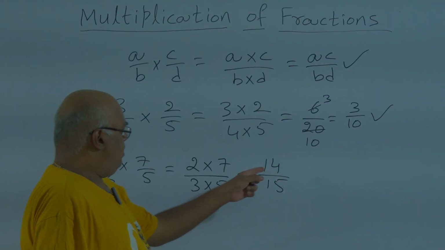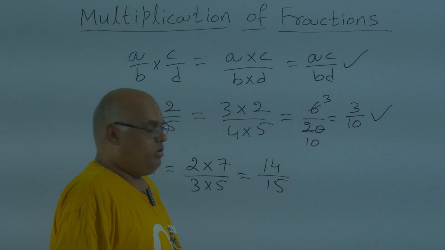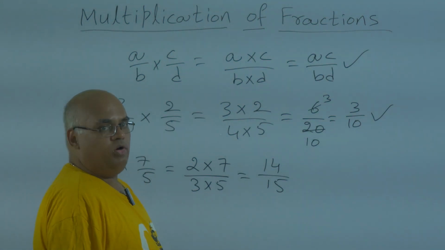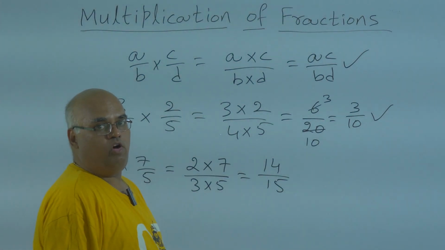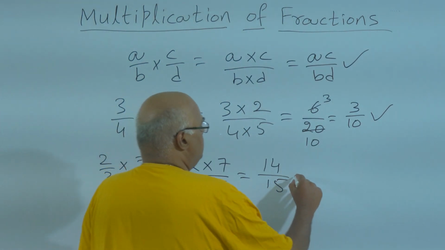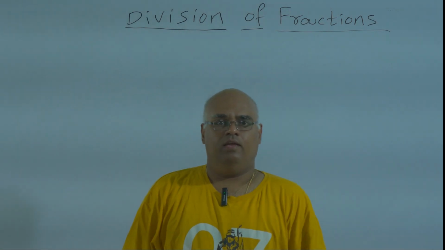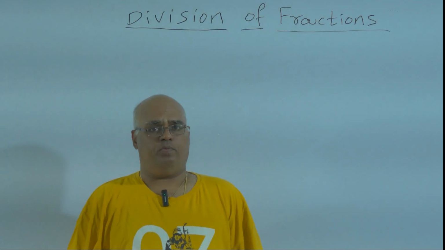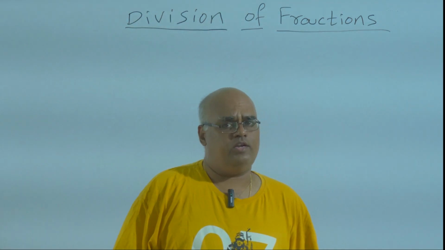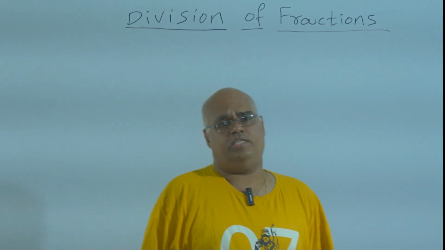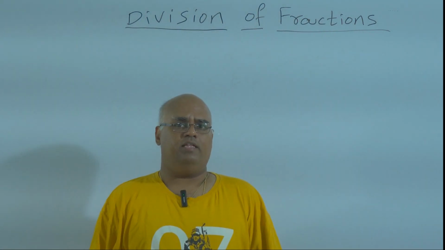Now check whether the fraction is in lowest terms or not. So the fraction which we got, it is in lowest terms. They don't have any common factors. So this is the required answer. So till now we have seen multiplication of fractions. So the procedure is the same. Whether you are multiplying 3 fractions or 4 fractions, just multiply the numerators and then the denominators.